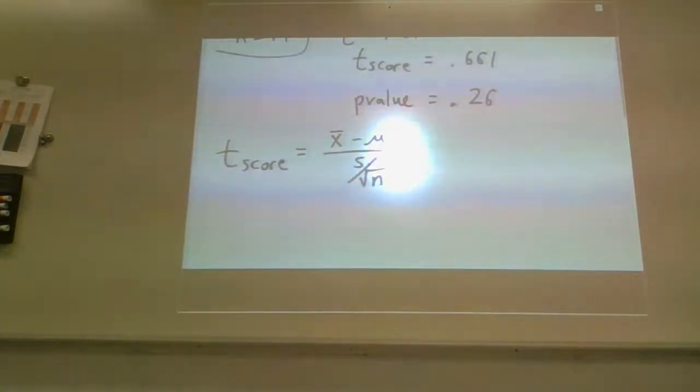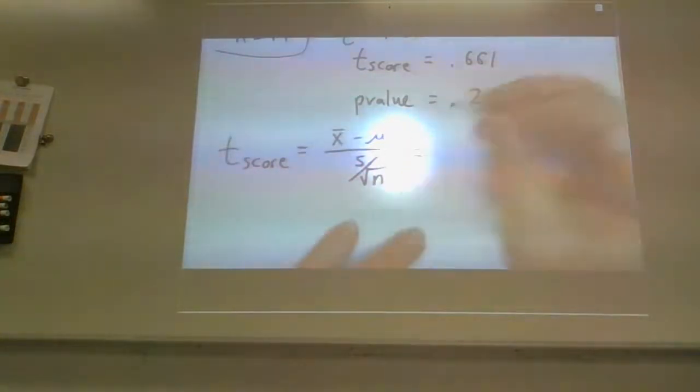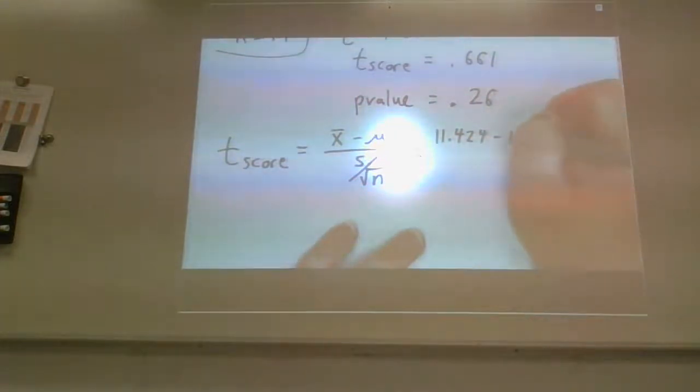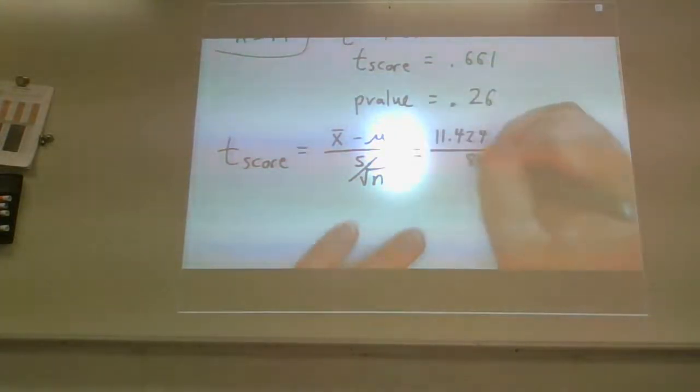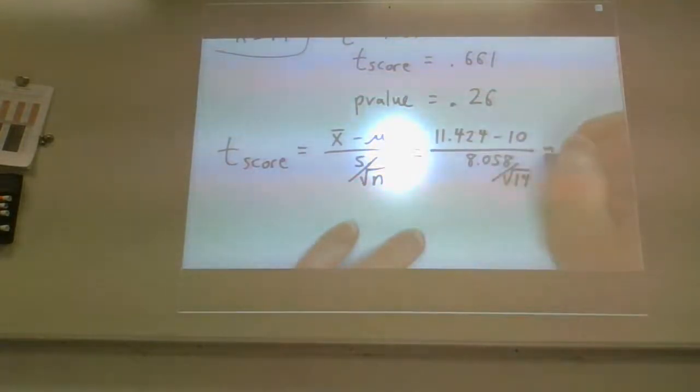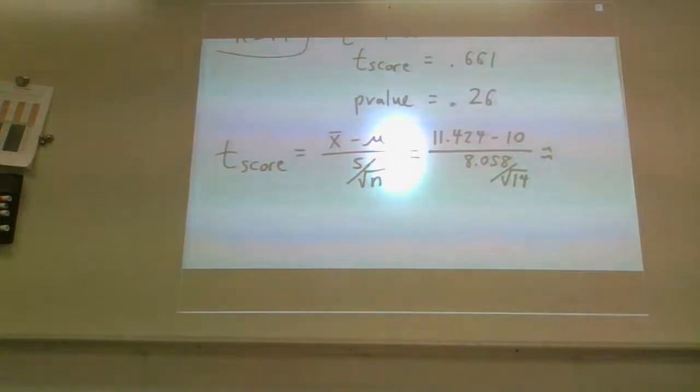If I did this in the calculator, I would be typing in the following numbers, and I'll show you how I did it. There we go. So those would be the numbers that would be typed in: the sample average minus the assumed population average, divided by the sample standard deviation over the square root of 14. I would type it in like this.